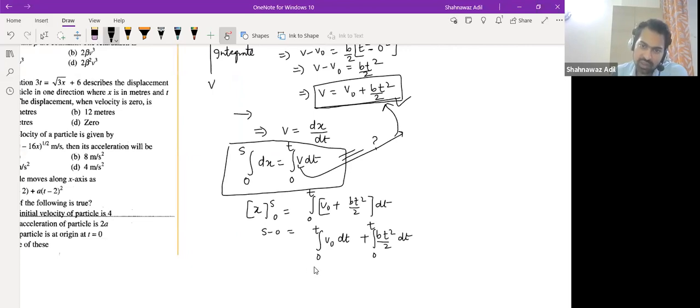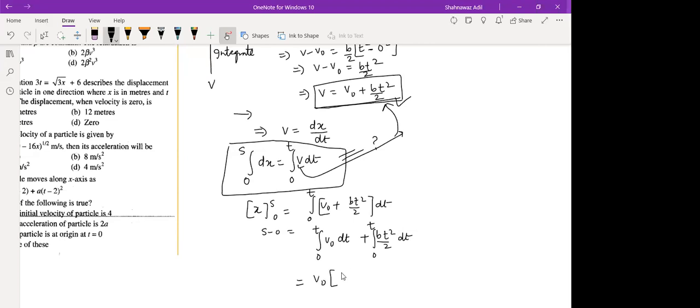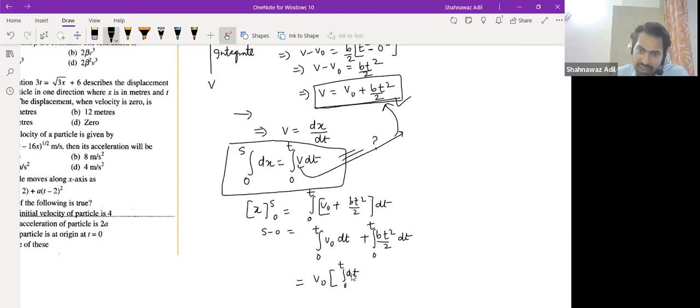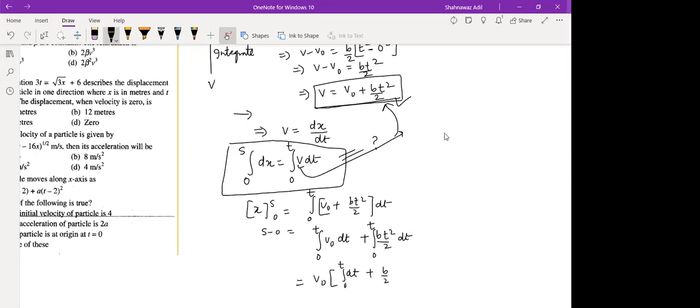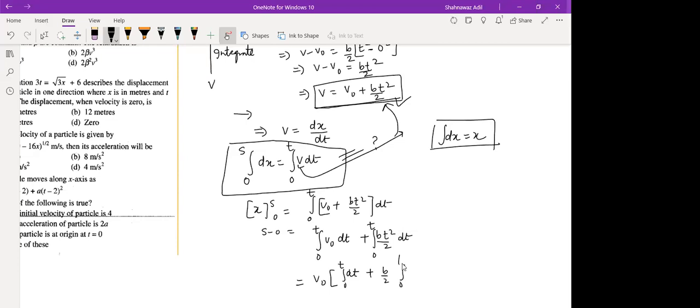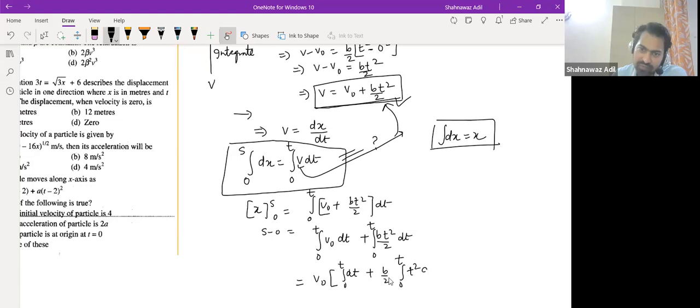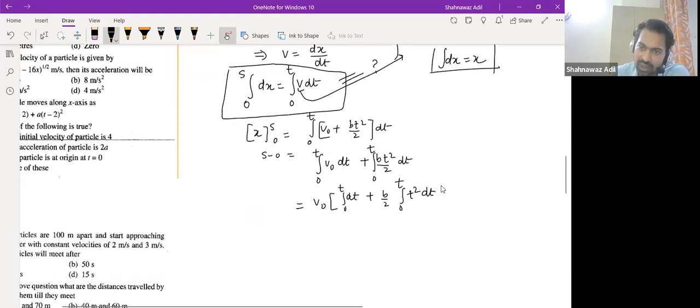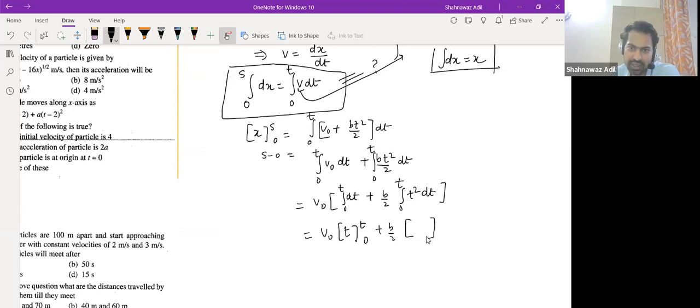Okay. So you guys tell me what I should get. This is constant, so this is taken outside. This is integration, not differentiation. You told me that the integration of dx is x, right? Yes, sir. And then this is t square dt. So let us quickly calculate. This would be v naught t from t to 0, and then b by 2. And what is t square? Integral of t square is what, guys?